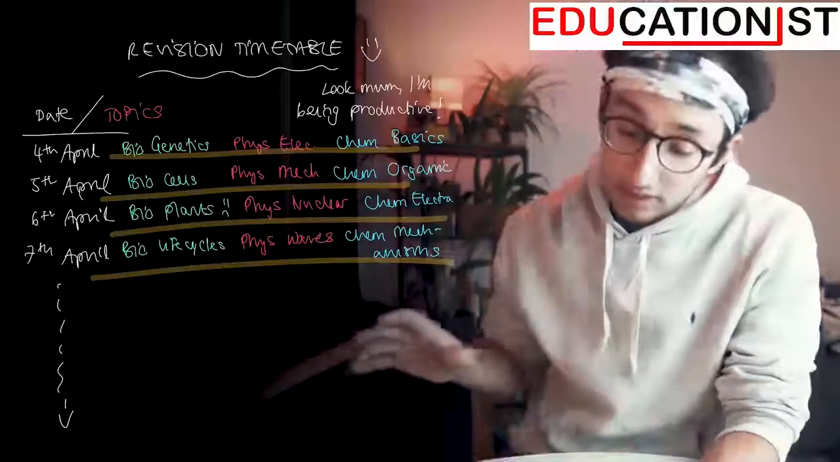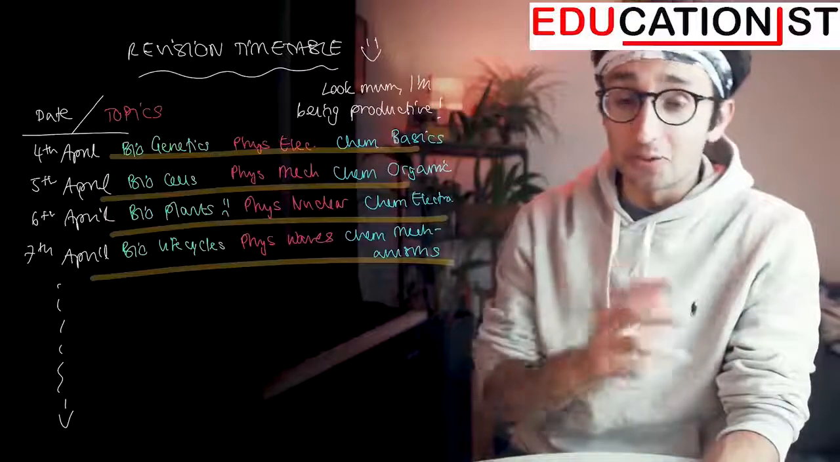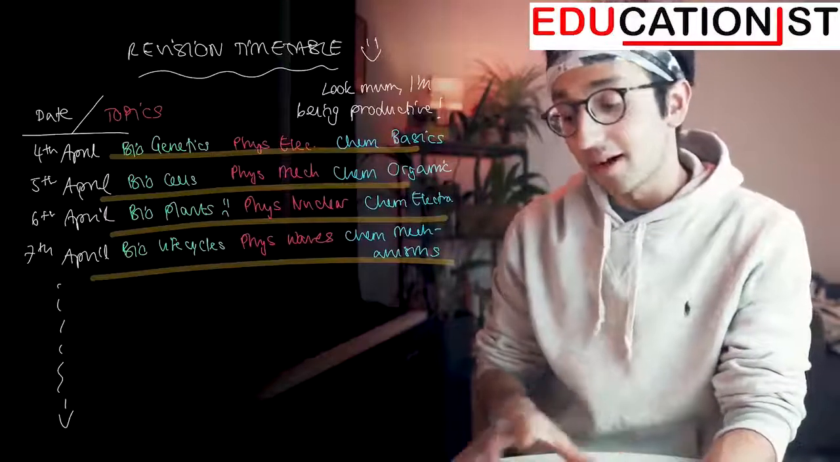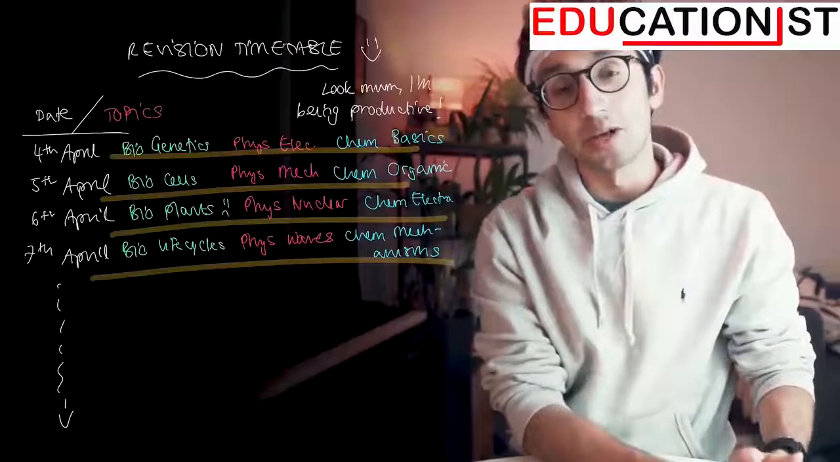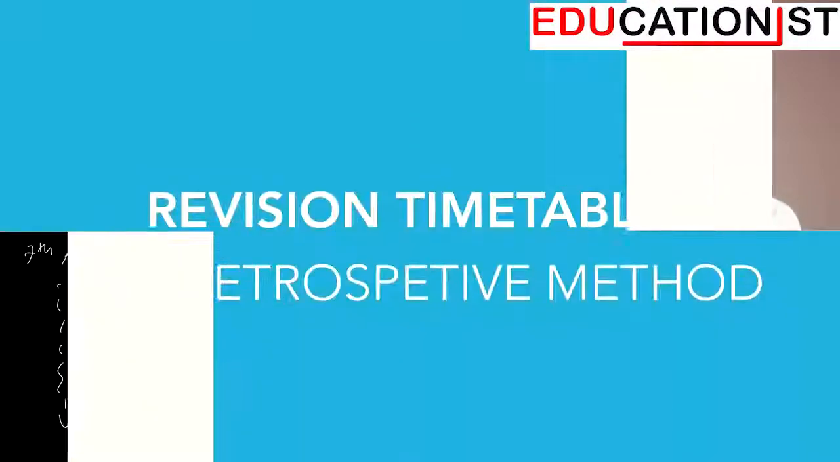So those are just some problems with the prospective revision timetable. These are all just my thoughts. Maybe it works for you, but I'll explain what the retrospective revision timetable looks like now, and hopefully you might be able to take something away from that to make your own studying a little bit more efficient.